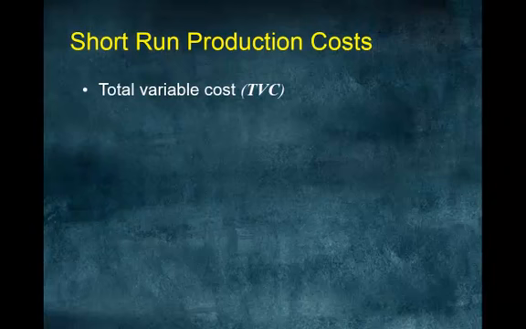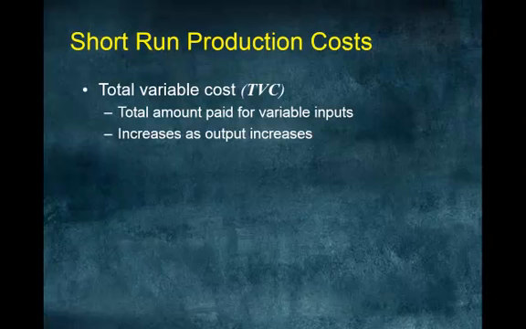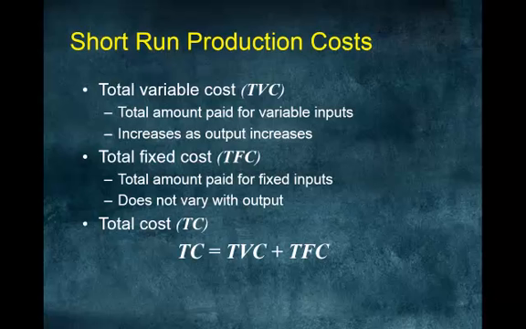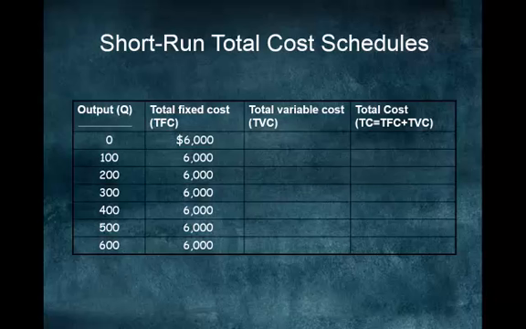So in the short run, we have the total variable cost, the total fixed cost, and the total cost, TC. We know that variable cost plus fixed cost equals total cost. So we can write that TC equals TVC plus TFC.